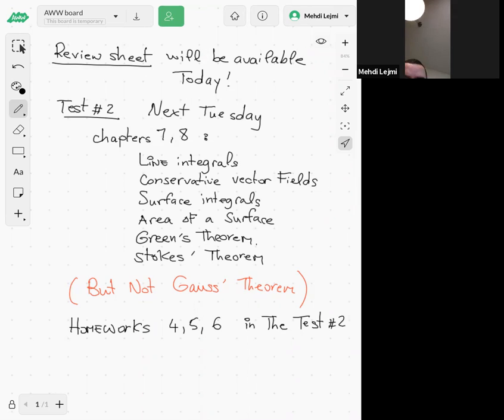Gauss theorem is going to be in the final, of course. The final is going to cover all the chapters. But for test number 2, Gauss theorem is not included in the second test. All right.